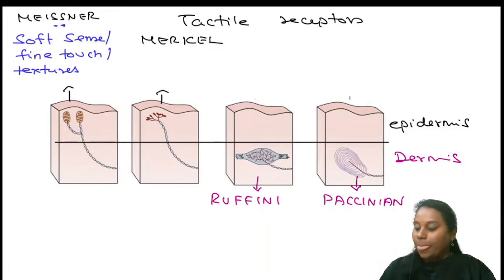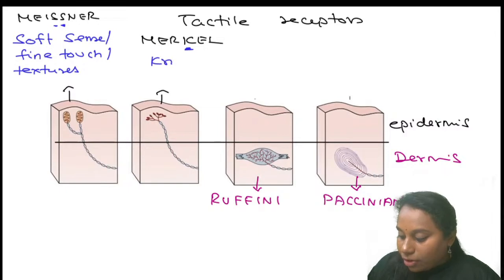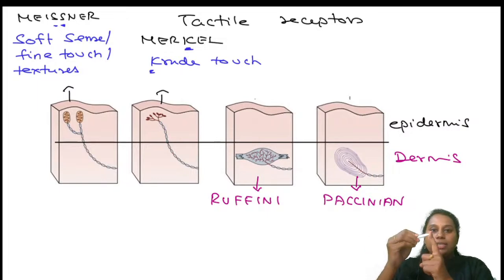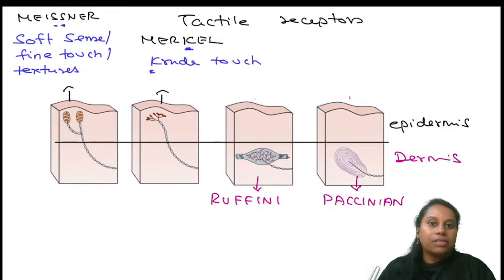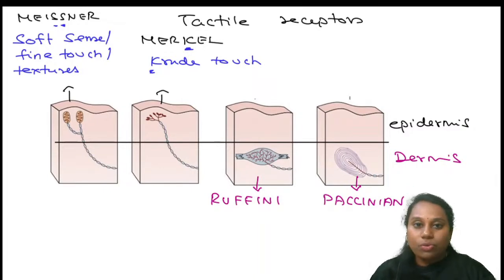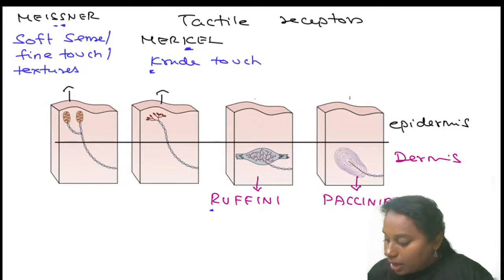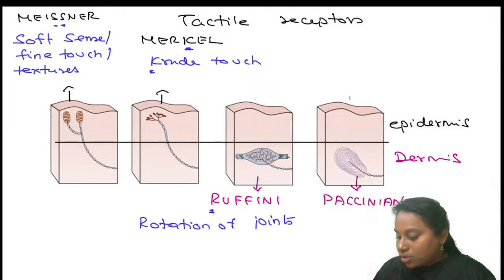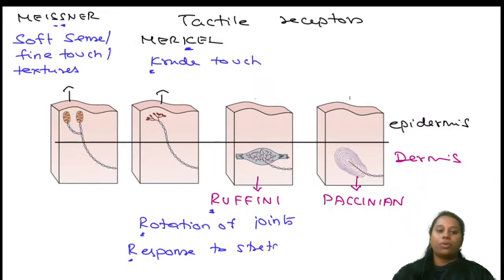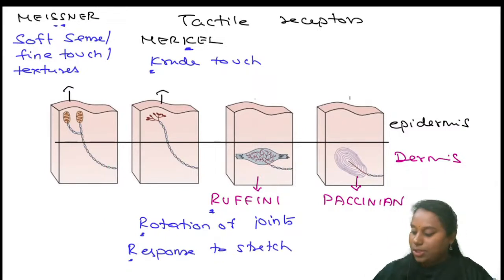Example, textures. Merkel, K for crude touch. What is crude touch? Points, edges, corners, elevations, ridges, this is crude touch. Merkel senses crude touch. R for Ruffini. R for rotation of joints. It can sense rotation of joints. And R for response to stretch.